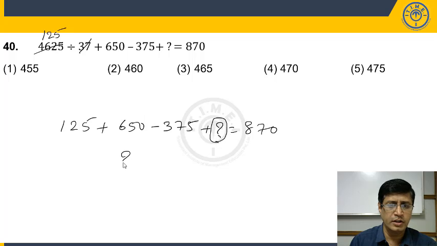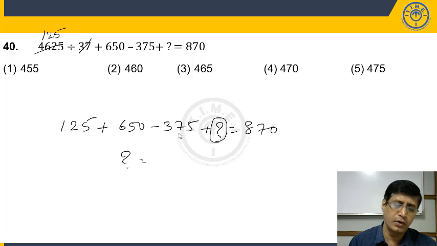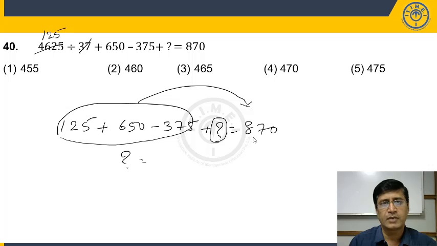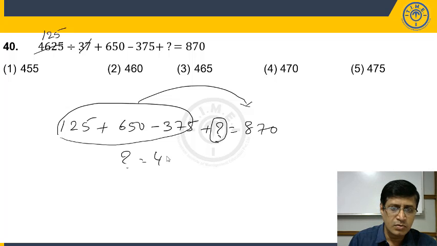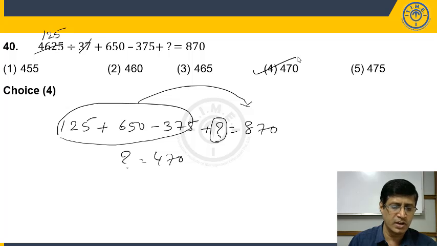By adding all these values, 125 minus 375, it is 250. Subtract 250 from 650, it gives 400. When you take this positive 400 to the other side, it becomes minus 400. Subtract 400 from 870, it is 470. The right choice, option number 4. Fourth choice is the right answer.